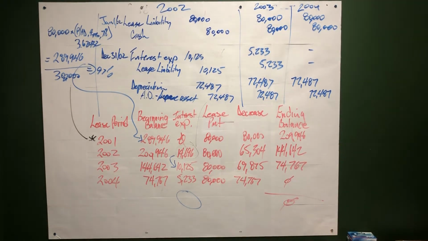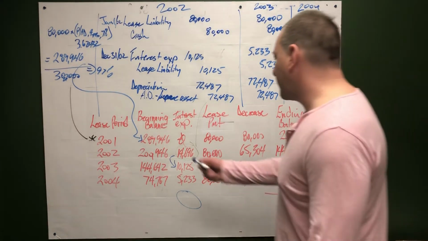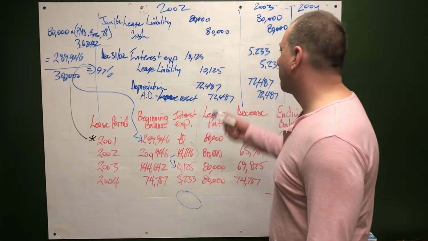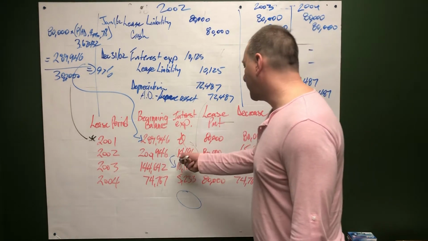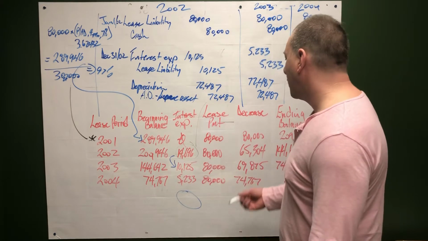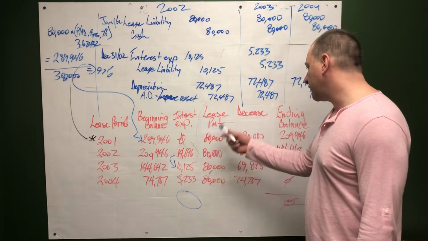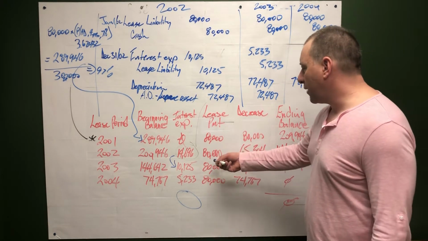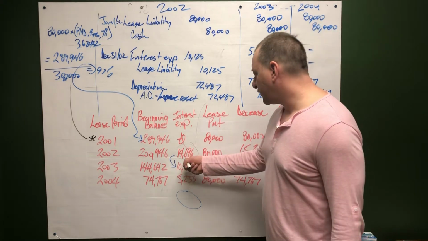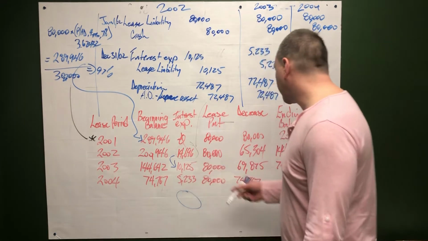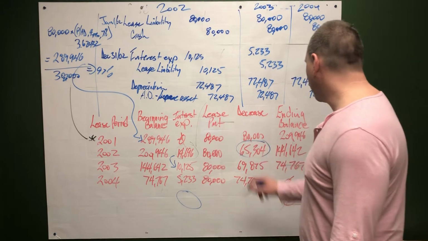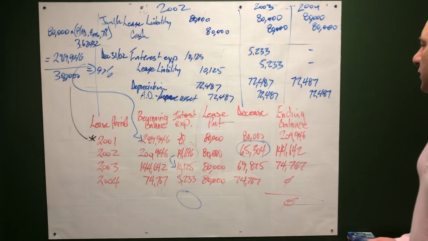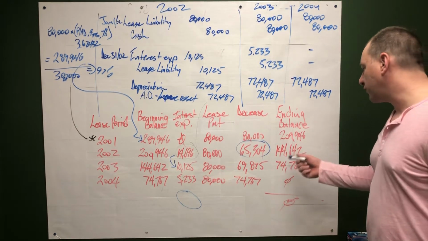Now we go to 2002, the beginning of the year. What's the interest expense? $209,946 times 7% is $14,696. Our lease payment is always $80,000. Since our payment is $80,000 and the interest expense is $14,696, the difference is $65,304, which reduces our lease liability down to $144,642.